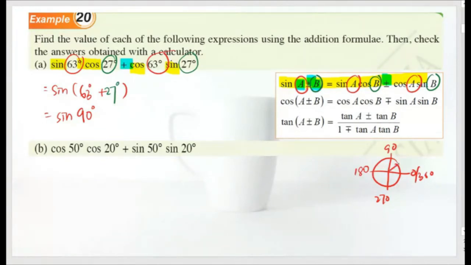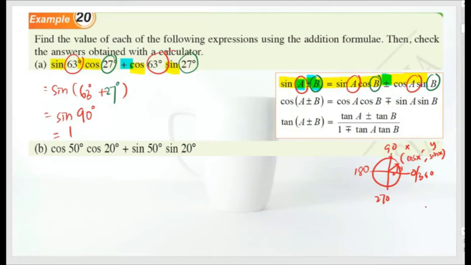Okay, then this value is what? This one is x, y, right? X is cos, then y is sine. So sine 90 means the value for y at 90, and the value for y at 90 is 1. You can use the calculator trace also. Of course you can bring the calculator. You show the steps, then you use your calculator to trace sine 90. So the answer is 1, not 0, 1.